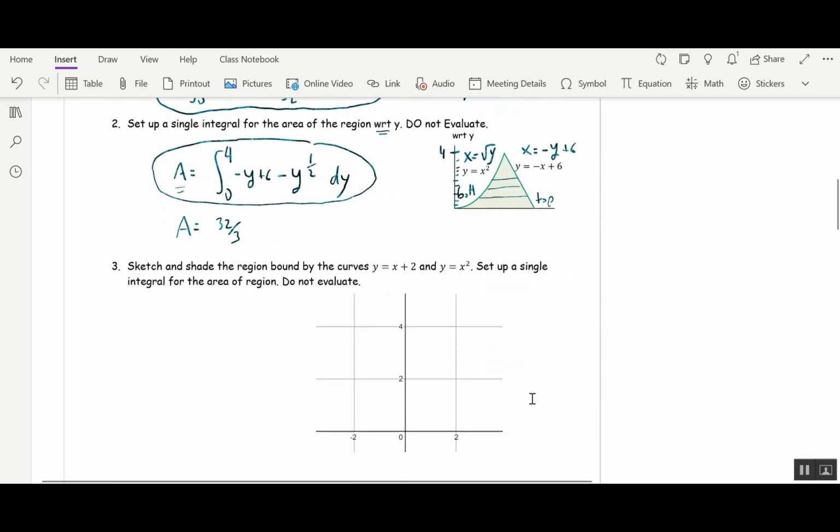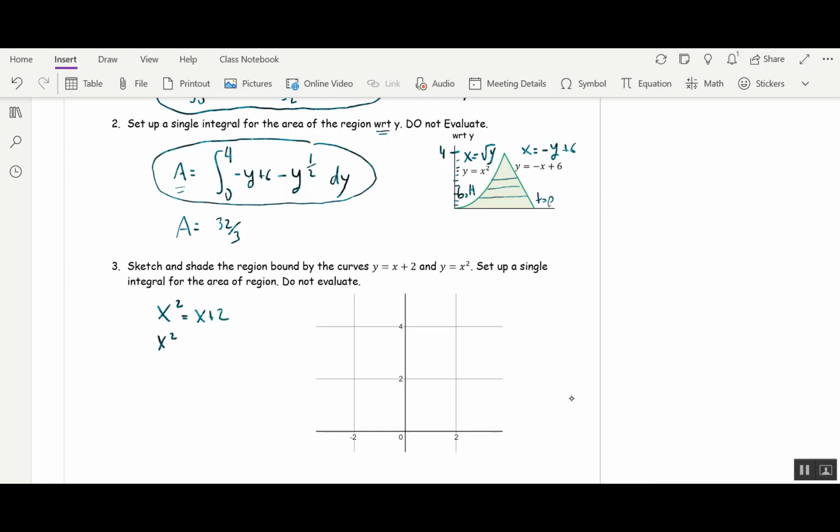Okay, next one. Sketch and shade the region bound by these two curves. Set up an integral for the area of the region. Do not evaluate. So again, well, we don't have the sketch here. So the first thing I'm going to do is find out where these curves meet. When you want to find out where two curves meet, you set them equal to each other. x squared is x plus 2.